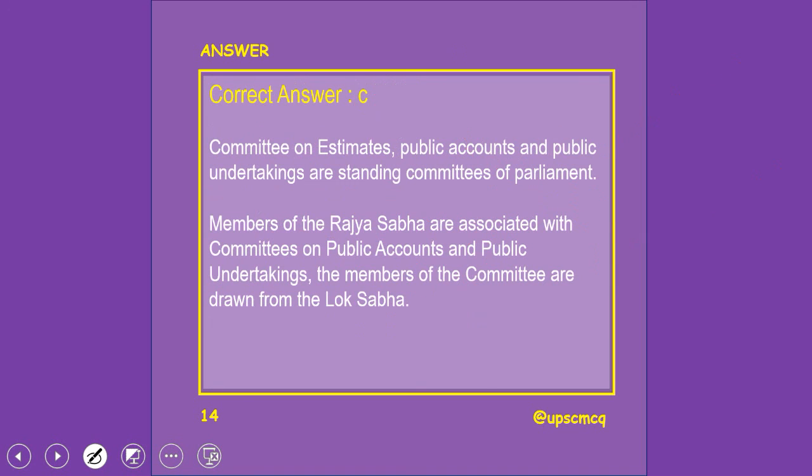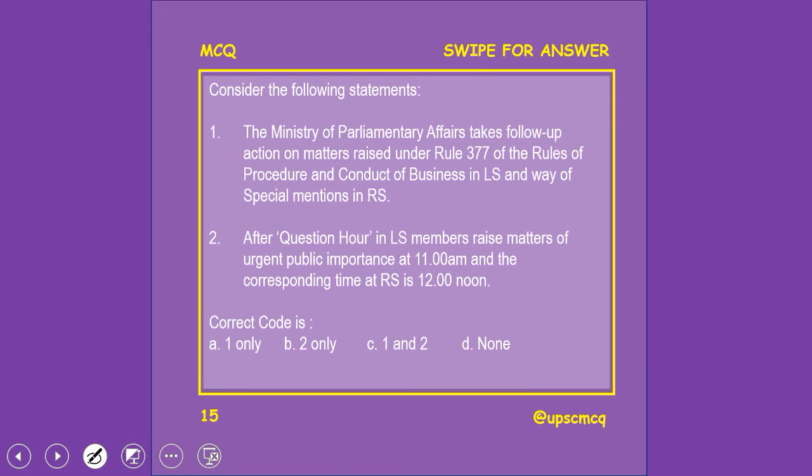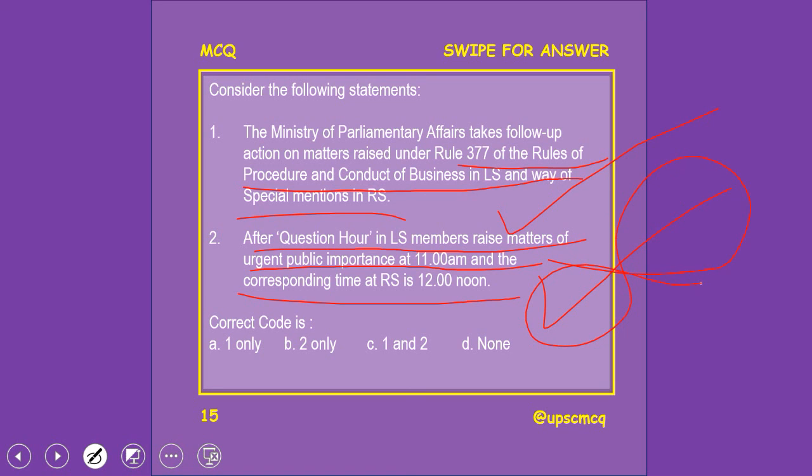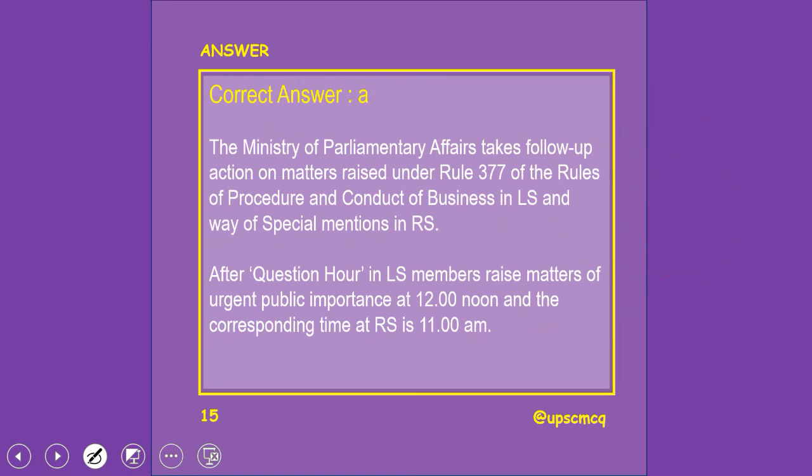This is correct. And now the Ministry of Parliamentary Affairs takes follow-up action on matters raised under Rule 377 of the Rules of Procedure and Conduct of Business in Lok Sabha, and we have Special Mention in RS. Correct. After Question Hour in Lok Sabha, members raise matters of urgent public importance at 11 a.m. and the corresponding time in Rajya Sabha is 12 noon. This is also incorrect, because in Lok Sabha it is 12 noon and in Rajya Sabha it is 11 a.m. Therefore the correct answer should be A.